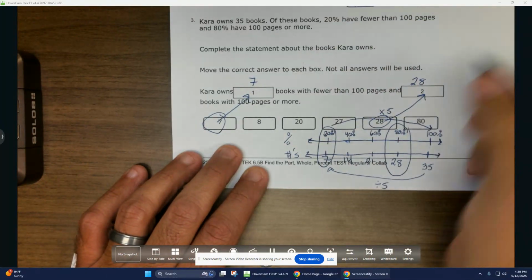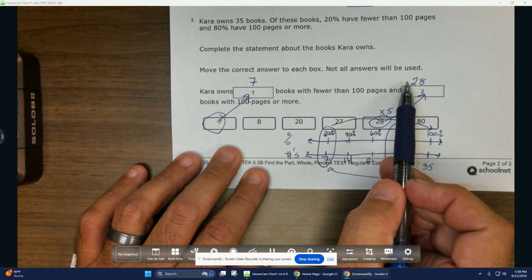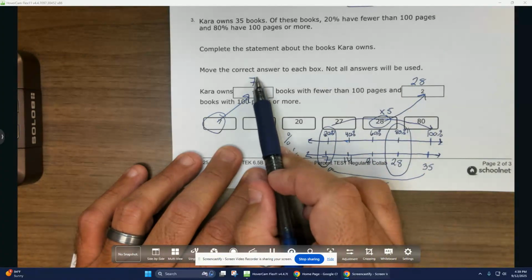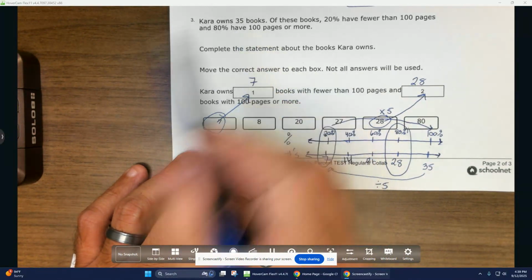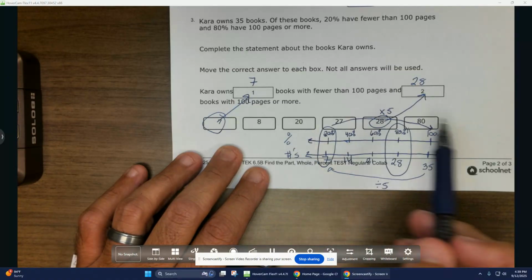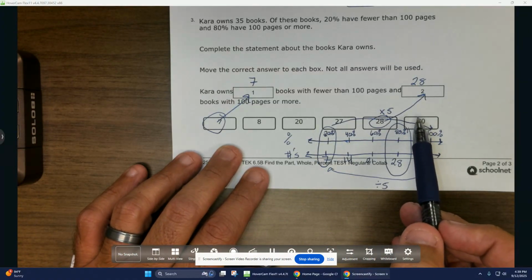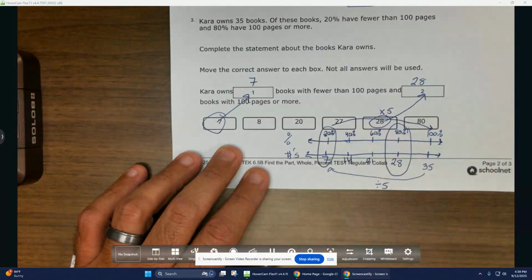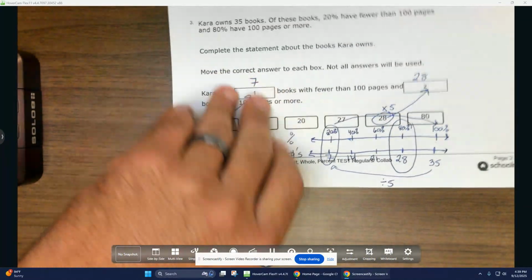Now, guys, when y'all are doing this, if you add 7 plus 28, guess what that gives you? 7 plus 28 is 35. That's how many total books you have. I'm saying that because some of y'all chose the answer of 20 and 80. Guys, that adds up to 100 total books. She only has 35. Hopefully that helps y'all out a little bit. Let's move on.